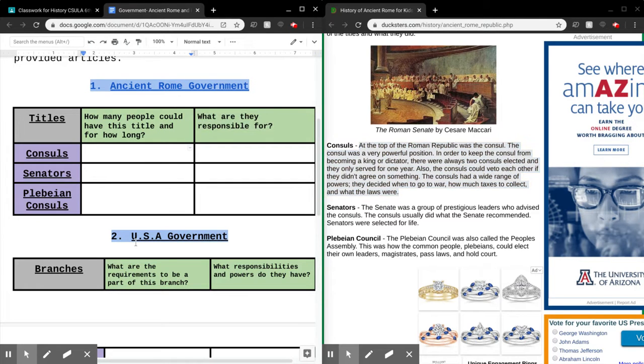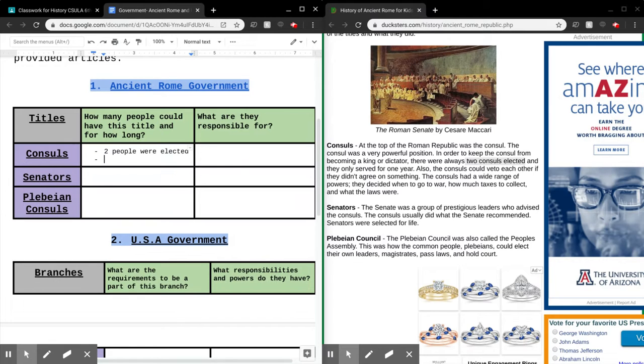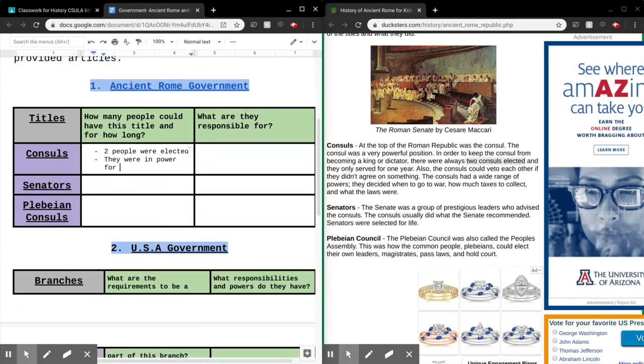So how many people could have this title and for how long? So 2 people were elected. They were in power for 1 year.